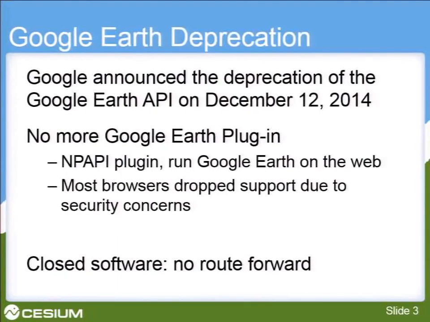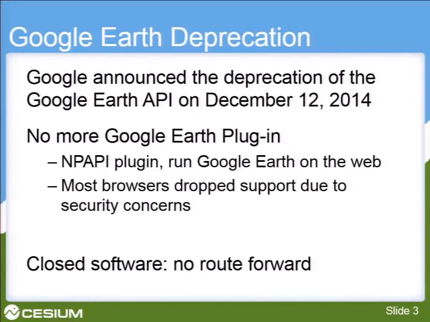So Google Earth announced their deprecation in December of 2014, and they initially said they would support it through the end of 2015, but they've extended that through the end of 2016 now. So they deprecated the Google Earth API. This means that there is no more Google Earth plugin. This was an NPAPI plugin for running Google Earth on the web browser. Most browsers have dropped support for these types of plugins for security concerns, so that was one of the primary reasons Google decided to end the support for their plugin.